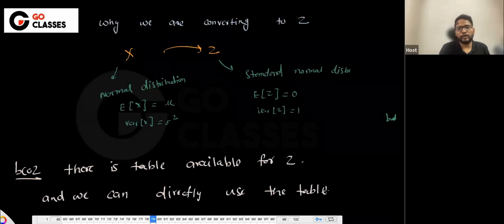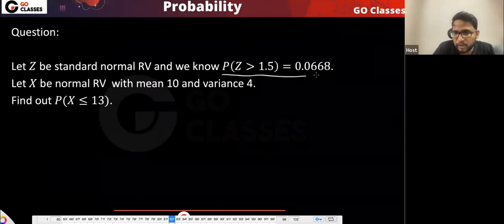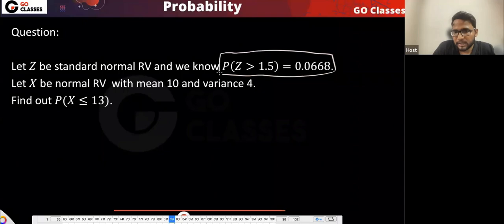Let's just see how we are going to use it. Let's see some example. Let's suppose they say that Z is a standard normal variable, and then they give you something about the Z. Actually, they will not give you the whole table. They will not ask you to look up the value from the table. They will give you the required entries that are useful for this particular example.